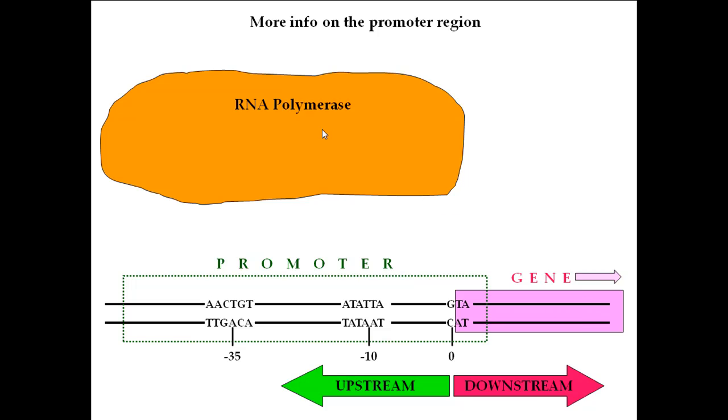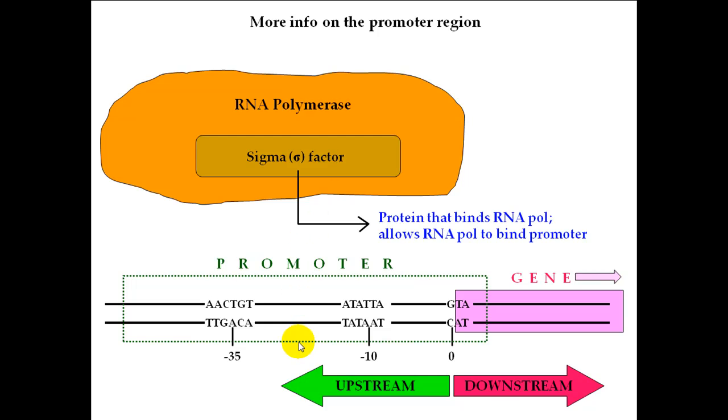It turns out that in order for RNA polymerase to bind to the promoter, it actually needs help from another protein. And so in bacteria, the name of that protein is called the sigma factor, right? So that RNA polymerase has to attach to a sigma factor before it's able to bind to the promoter.